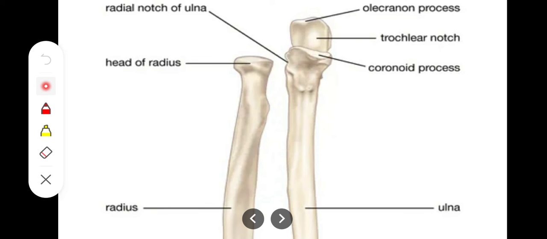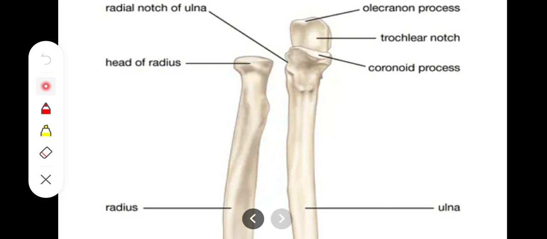And the upper part of the lateral surface is marked by the radial notch, right? In the lateral surface the radial notch is seen, which articulates with the head of the radius, right? So this lateral surface is there. And then we have a medial surface of it as well. The medial surface continues with the medial surface of the shaft downwards. So these will be its parts.